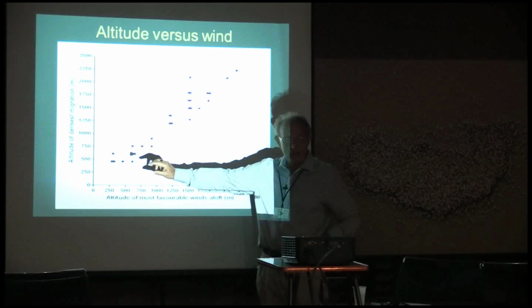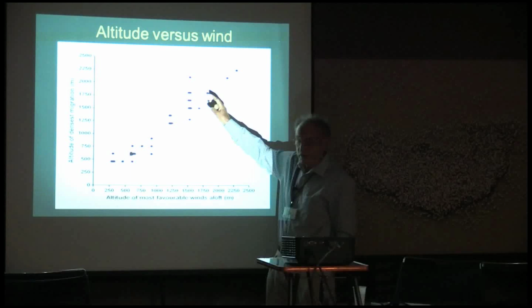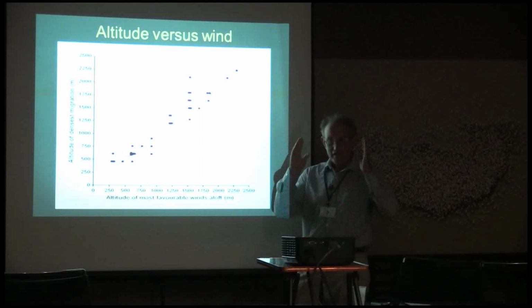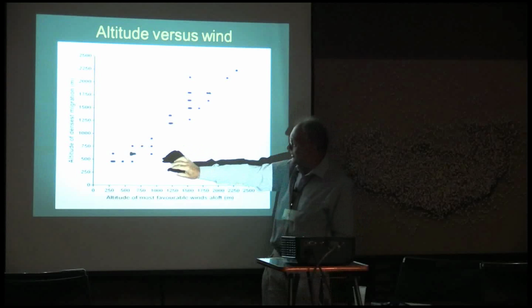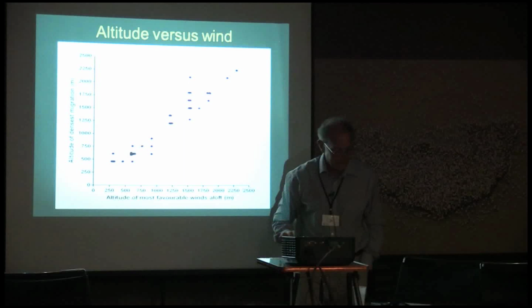They might be there on one night and up here on another night. And he plotted that. Each of these is a different night, so that's the altitude of the densest bird migration. And he plotted that in relation to the altitude at which the wind was most favorable. That's a wind in the right direction that the birds want to go, and a strong wind blowing them as quickly as possible. And there's a clear, tight relationship, as you can see there. In other words, the birds were selecting each night whichever altitude the wind was most favorable. In other words, it was the most energy efficient altitude that the birds were flying at.